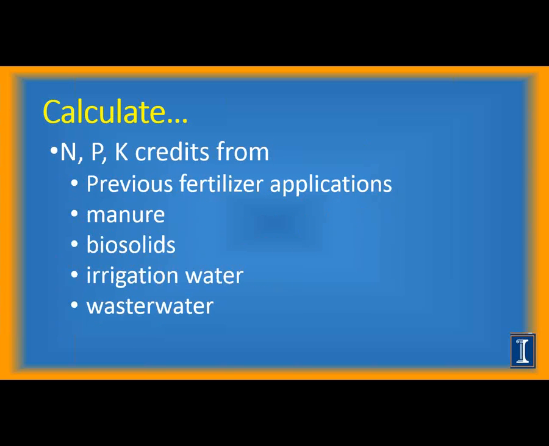You are going to have to likely take N, P, and K credits from previous fertilizer applications. You may see scenarios, particularly in more arid regions of the Corn Belt as we move west, where you're taking a pre-sidedress nitrate test or other soil test to try to zero in on coordinating the correct amount and source of nitrogen, and also the credits from biosolids.